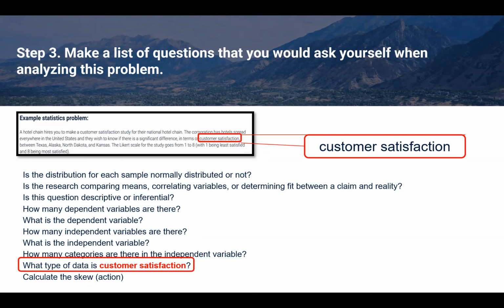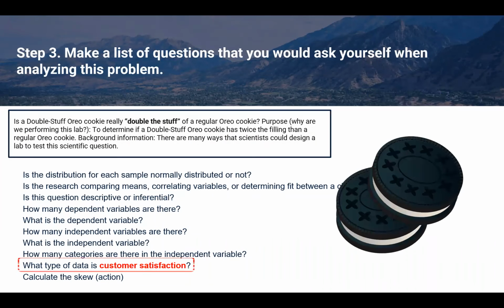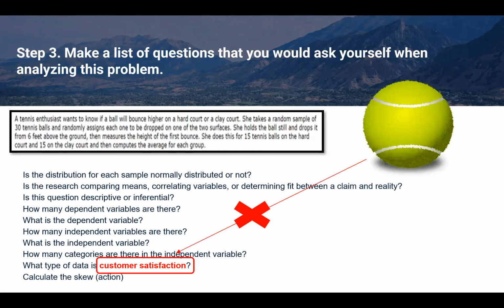The difficulty with doing it this way is that eventually we will be asking these same questions about other problems like the height of a tennis ball bounce or the thickness of the cream in a cookie. But the thickness of the cream in a cookie has nothing to do with customer satisfaction. Neither does the height of a tennis ball bounce. Therefore, we will make this question more generic like this. What type of data is this?